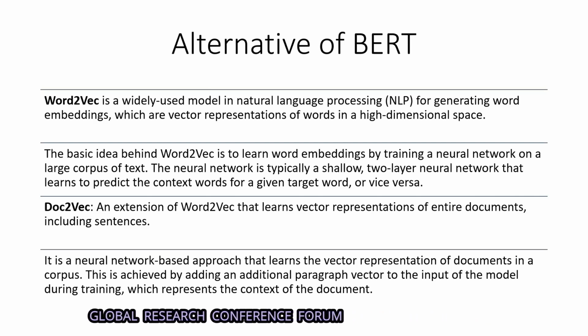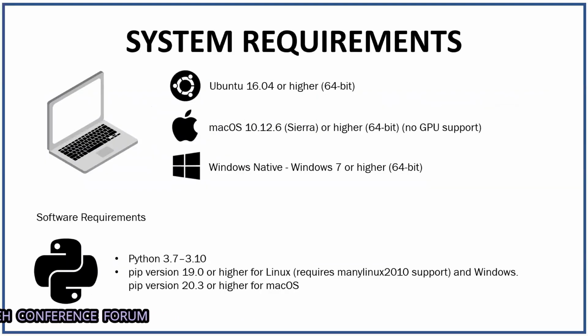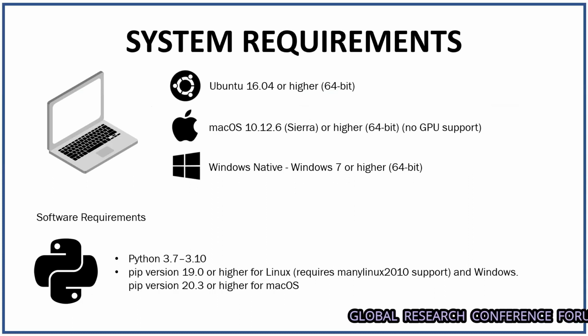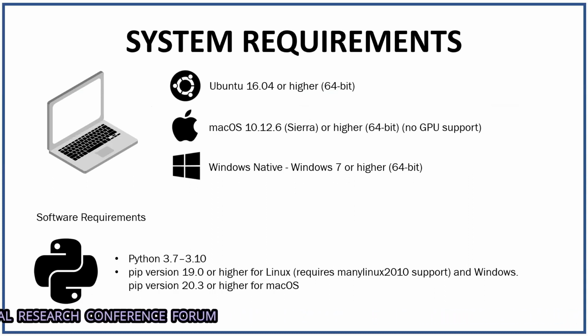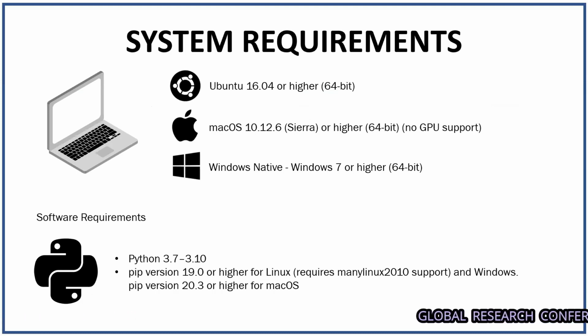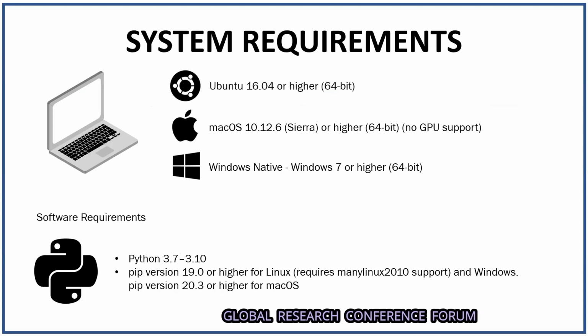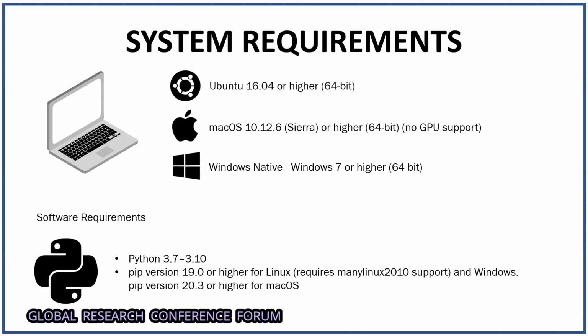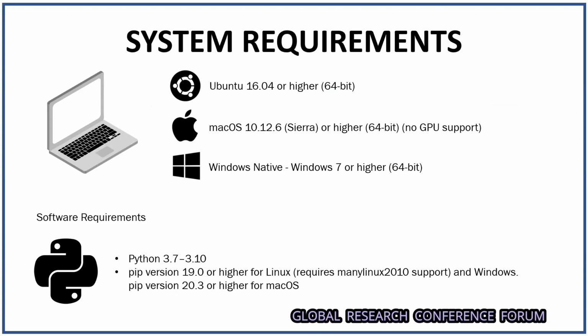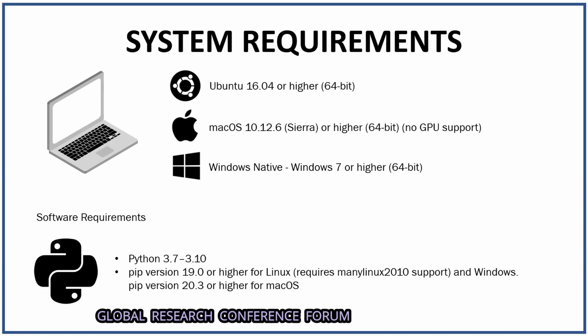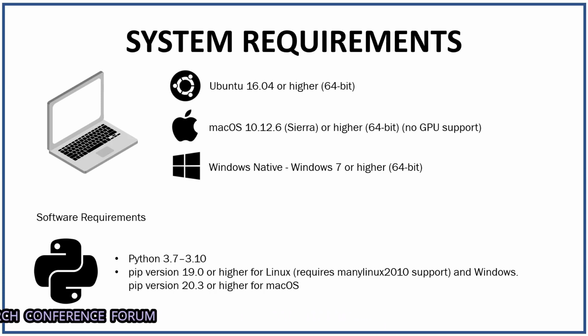So we have explored this alternative of BERT. What are the system requirements that we need for running our software and building it? We'll be using open source software, and it is compatible with all the platforms such as Ubuntu, Mac, and Windows. For Python, we'll be using versions 3.7 to 3.10, and we are using various models for Python, as BERT is highly scalable and can be used by any Python model.